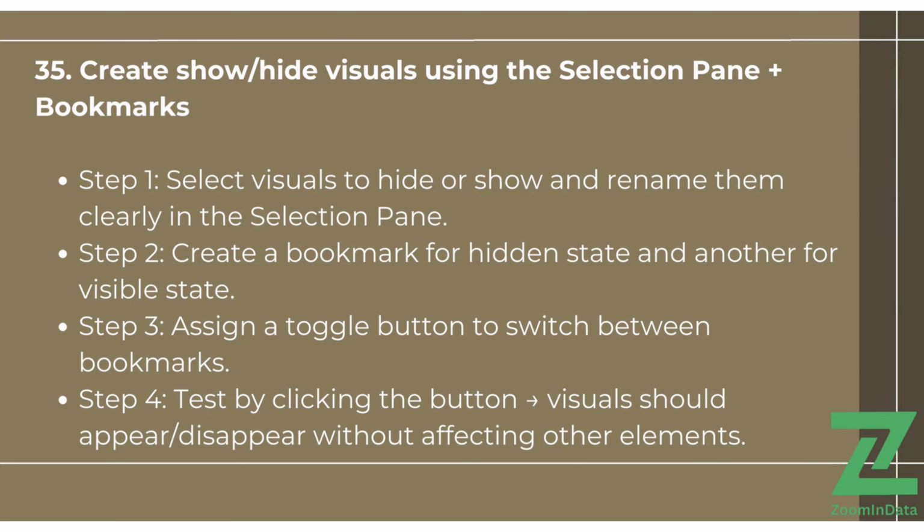35th question. Create show or hide visuals using the selection pane and bookmarks. Step 1. Select visuals to hide or show and rename them clearly in the selection pane. Step 2. Create a bookmark for the hidden state and another for the visible state. Step 3. Assign a toggle button to switch between bookmarks. Step 4. Test by clicking the button. Visuals should appear or disappear without affecting other elements.